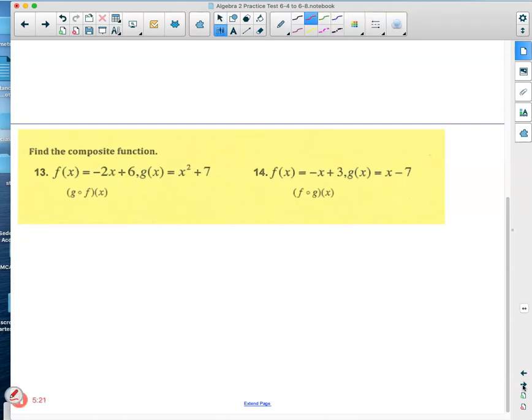Find the composite function. F of x equals negative 2x plus 6, and g of x equals x squared plus 7. So they're not even going to bother asking us about the domain on this one. They're just saying, put one of these inside the other, because that's what composite does. So I want everybody to remember, the closest variable to the x is the first one we have to do. So our innermost parentheses are going to be that f of x piece. Then we put it into g.